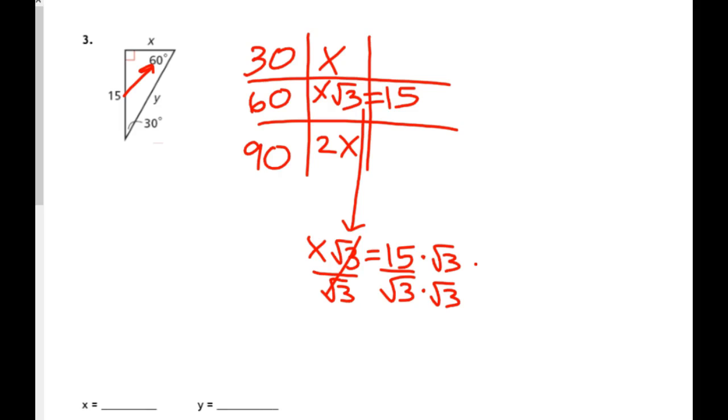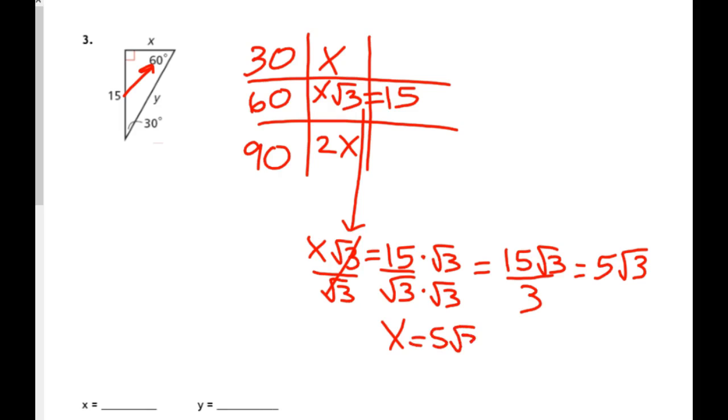So 15 times square root of 3 is 15 square root of 3. And then the square root of 3 times the square root of 3 is what? 3. It is 3. We would be done if we couldn't reduce it. But check it out. 15 over 3 equals what? So this actually reduces to 5 square root of 3. I know that's some more steps, but you got to be able to do it. So x equals 5 square root of 3.